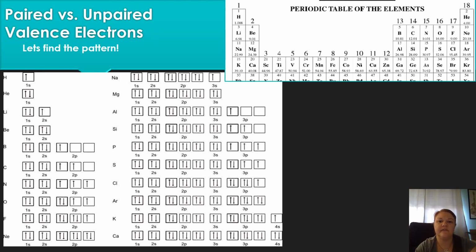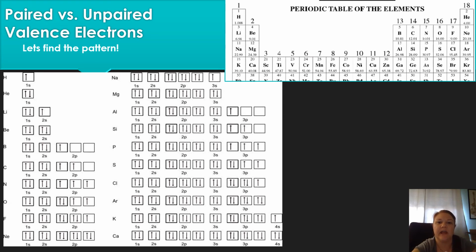So here's our paired versus unpaired electrons. If we look at our orbital diagrams down here, this is a list of hydrogen all the way to calcium, so our first 20 elements on our periodic table. This can help us discover what the pattern is. We're going to take it one element at a time.